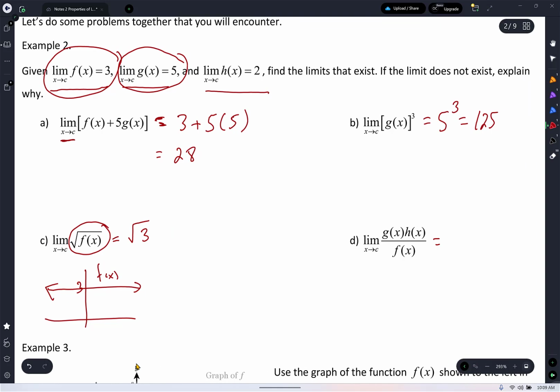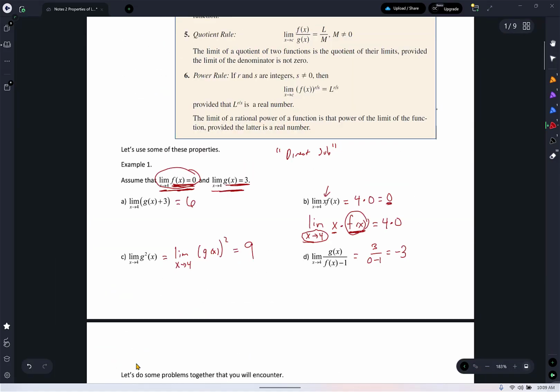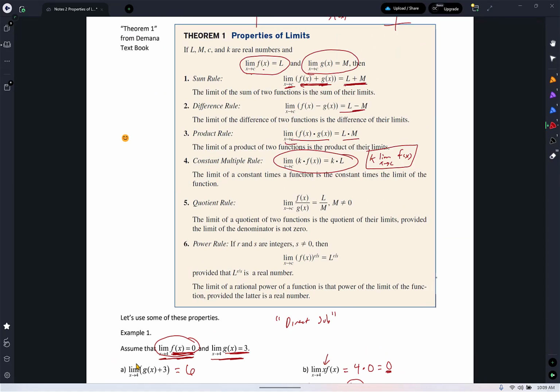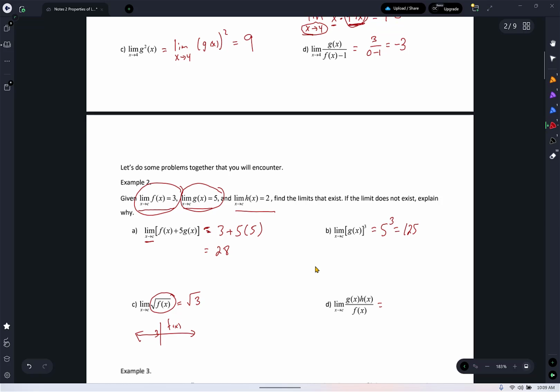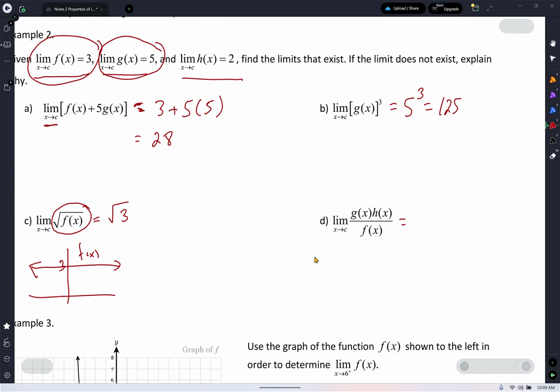Limit as x approaches c for g of x times h of x divided by... we do have a product rule. So in case you're wondering, all you're doing is multiplying them. And then we do have a quotient rule, so you just multiply and divide. I know some of it seems very basic, but it really is that simple, guys. So this is going to be 5 times, what's the other one? 2 divided by 3. So 10 over 3. Done.